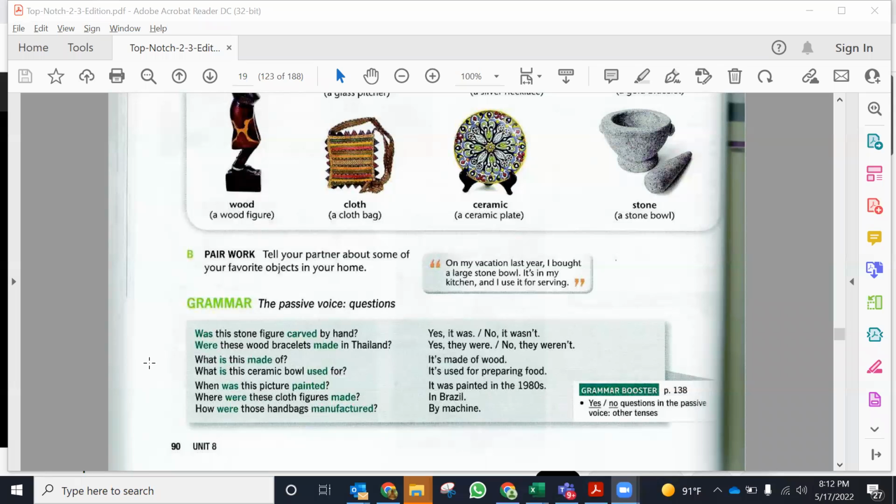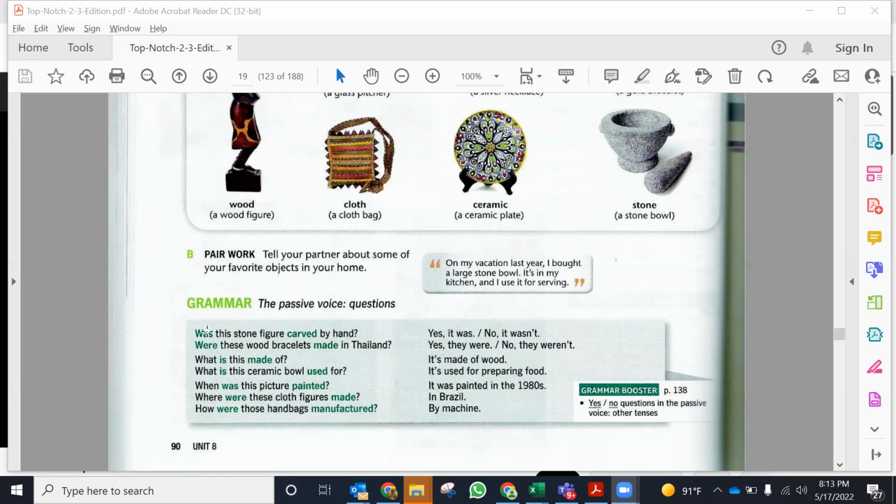Next question is, were these wood bracelets made in Thailand? Sí, interpretemos la pregunta o las preguntas en español. No me está preguntando quién hizo la figura de piedra, cómo hizo la figura de piedra. Me está preguntando si la figura de piedra está elaborada o está esculpida a mano. ¿Ok? No sé si me explico. No quiere saber quién o no quiere buscar un sujeto, quiere saber si la figura fue esculpida. Por eso hablamos en voz pasiva.